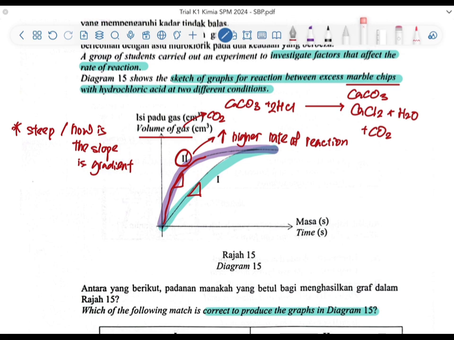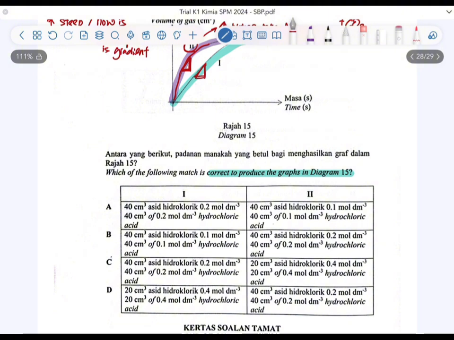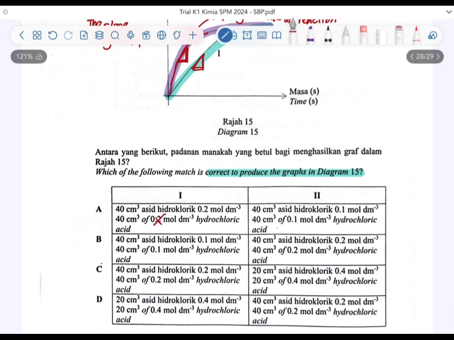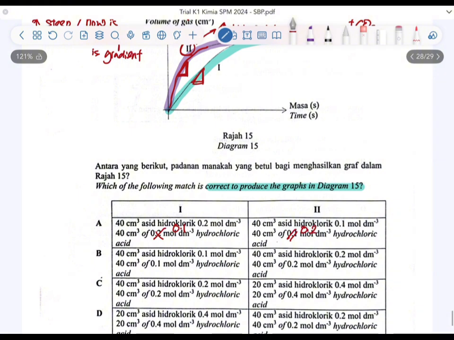Okay, so in the set 2 reaction, it will have a greater gradient compared to the set 1. So let's see how to get the correct answer. So A, 40 cm3 of the 0.2 mole. No, it should not be 0.2, it should be 0.1, and then 2 is 0.2. It means that we have the higher concentration, so the set 2 can have a higher rate of reaction.